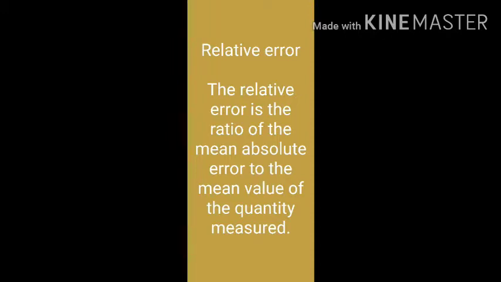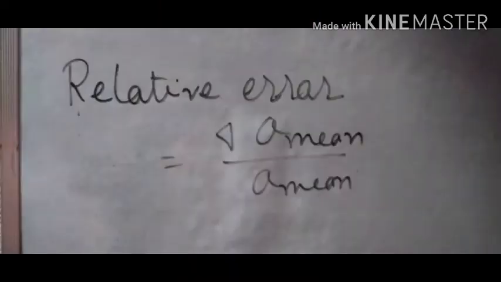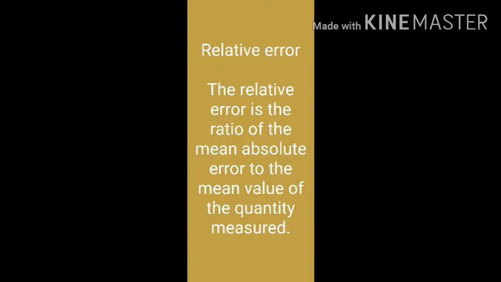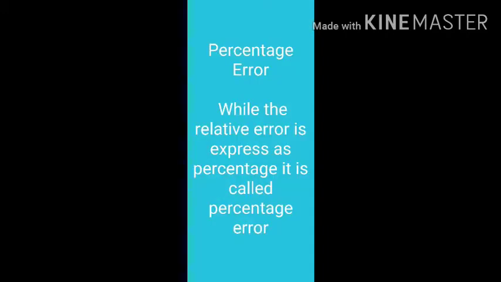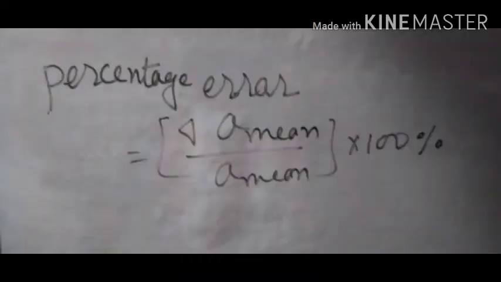Relative error. The relative error is the ratio of mean absolute error to the mean value of the quantity measured. That is, relative error can be expressed as delta a mean by a mean. Now, percentage error. When the relative error is expressed as a percentage, it is called percentage error. Percentage error can be defined as delta a mean by a mean into 100%. This is known as the percentage error of measurement.